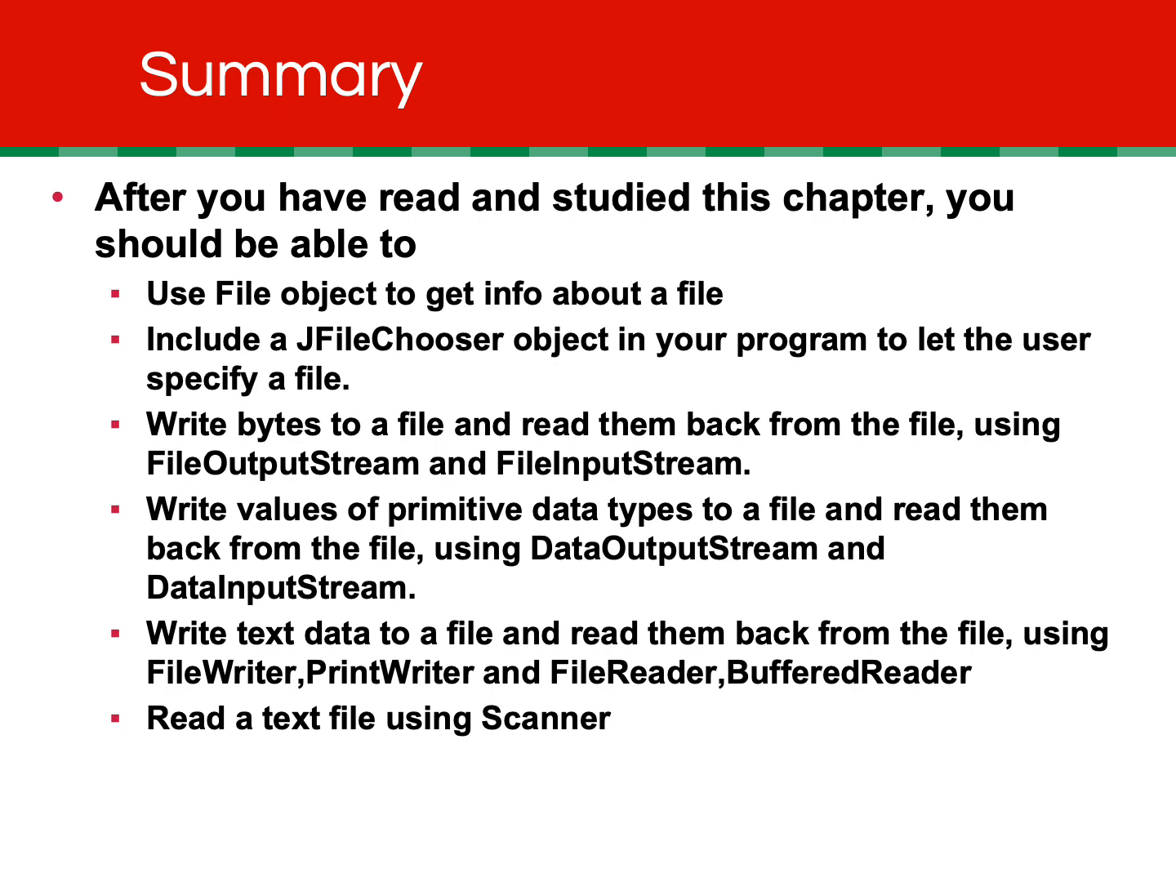In summary, we have looked at file object, how to use JFileChooser object, and also how to write bytes to a file and read them back using FileOutputStream and FileInputStream. We have also looked into primitive data types on how to write and read them using DataOutputStream and DataInputStream. We have also looked at how to write text data to a file and read them using FileWriter, PrintWriter, and FileReader and BufferedReader. We have also looked at reading the text file using the Scanner.